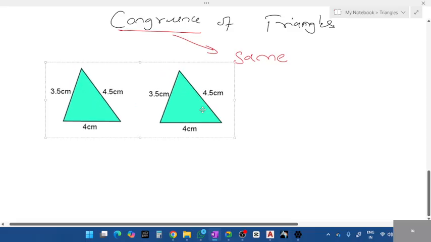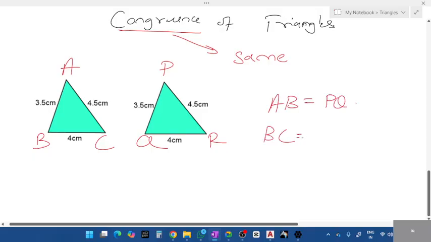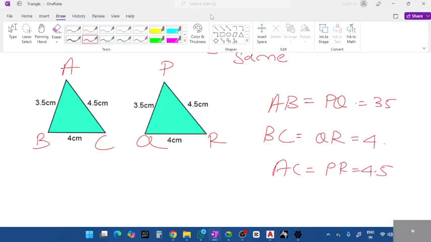two triangles. Can you see their sides, students? One side is 3.5. I'll name it as A, B, C, and this one P, Q, R. Tell me which two sides are equal? AB is equal to PQ. BC is equal to QR. 3.5, 4 centimeters. What about AC? Yeah, 4.5 centimeters. All three sides are equal.